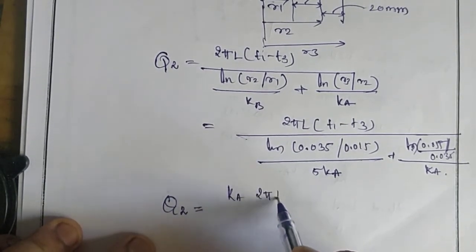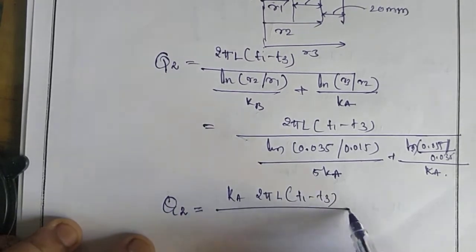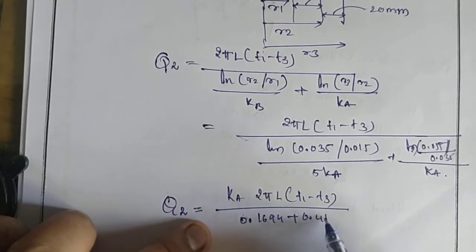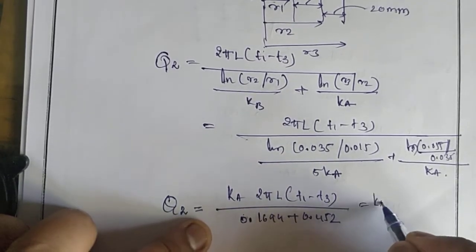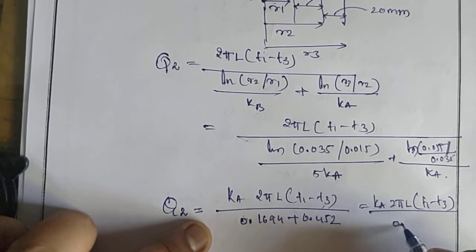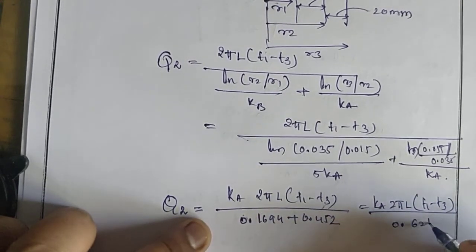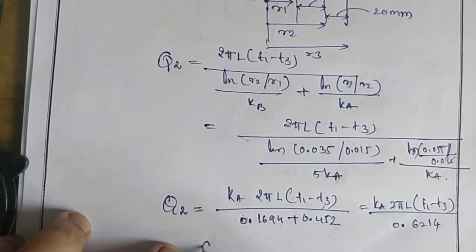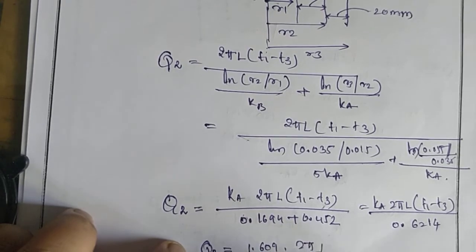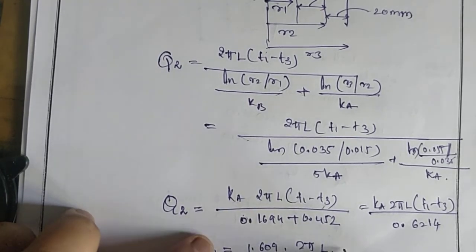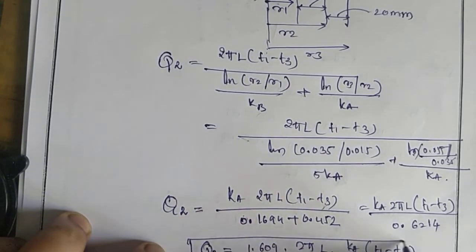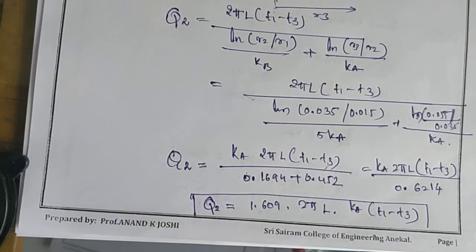So Q2 becomes Ka 2 pi L (T1 minus T3) divided by 0.1694 plus 0.452, that is Ka 2 pi L (T1 minus T3) divided by 0.6214. Q2 is equal to 1.609 times 2 pi L Ka (T1 minus T3). So this is the Q2 we got.